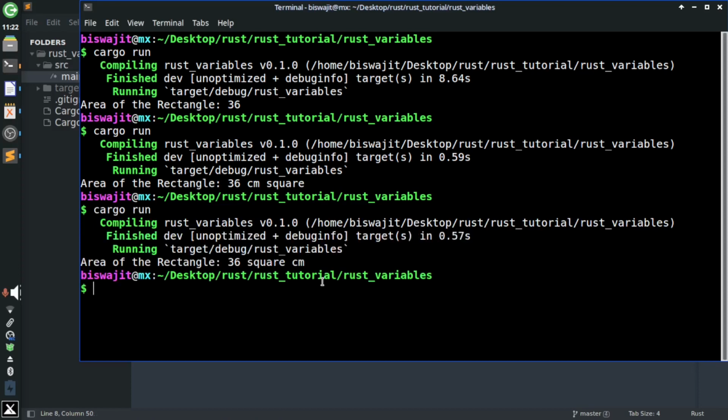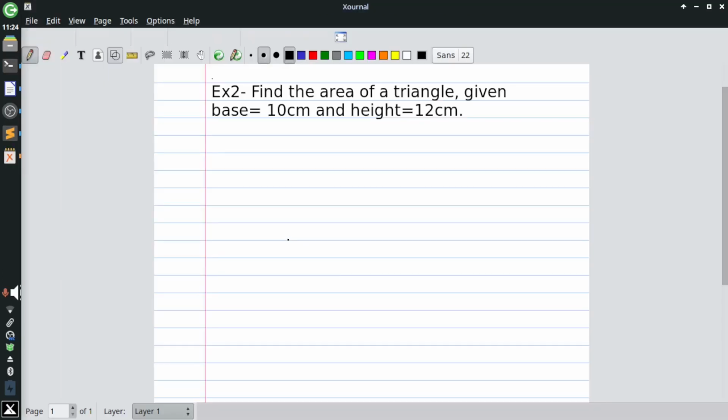Run the code. Now let's get back into exercise number 2. The question is, find the area of a triangle given base is 10 centimeter and height is 12 centimeter. The formula for area of a triangle is area of a triangle equals base into height divided by 2.